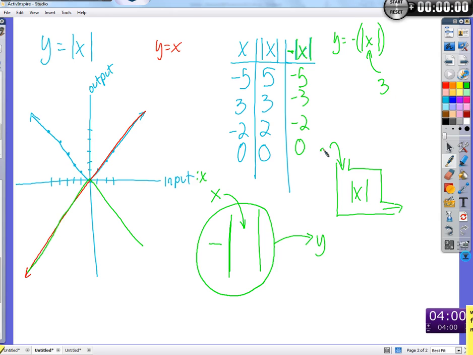Okay? You can look at it this way. 3 goes into this function. And what comes out is what? The new number, the output. Negative 3. Well, I still put 3 in there. It was still okay that I put a positive number in there. What comes out is not x. What comes out is y. So it doesn't always have to be negative.